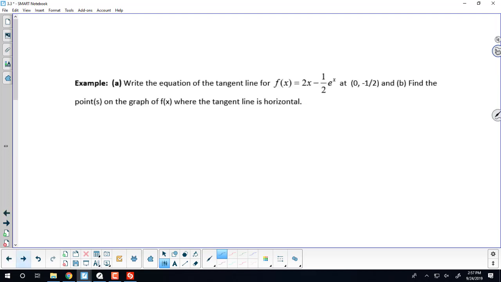Okay, so write the equation of the tangent line for f of x equals 2x minus 1/2 e to the x at the point 0, negative 1/2, and then find the points on the graph of f of x where the tangent line is horizontal.